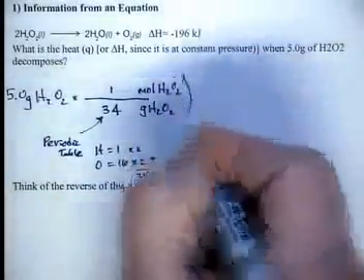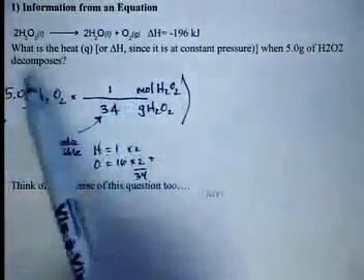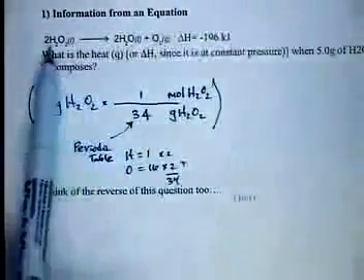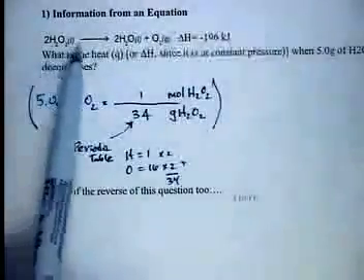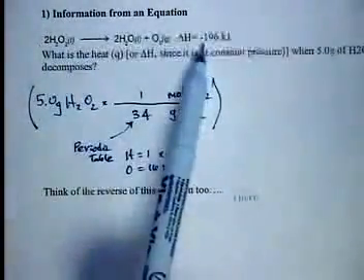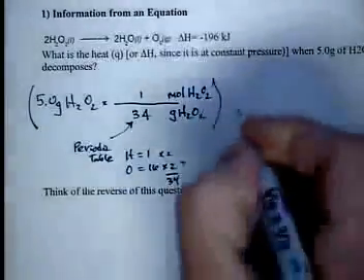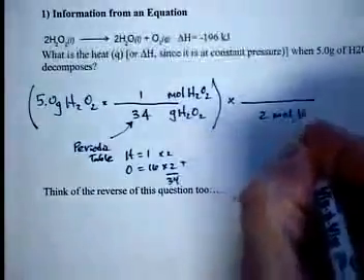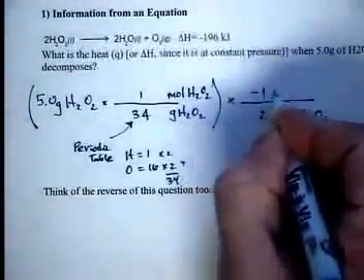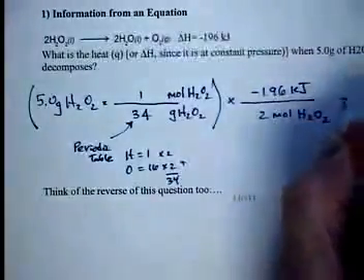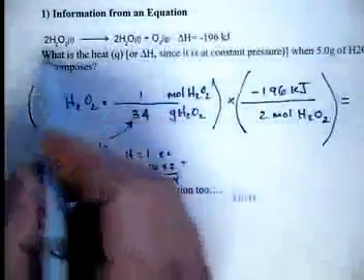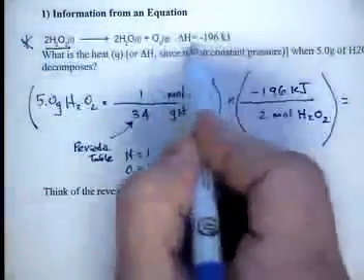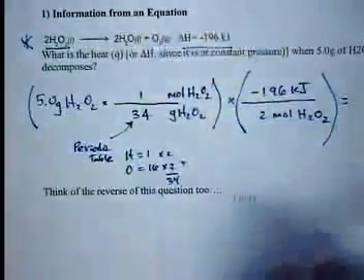Once I have my number of moles, now I can use my ratio on my balanced chemical equation that shows that there are 2 hydrogen peroxides for every 196 kilojoules of energy released. Since I have moles of hydrogen peroxide, I can say for every 2 moles of H2O2, 196 kilojoules of energy are released. Notice how having this thermochemical equation allowed me to write the relationship 2 to negative 196 kilojoules.